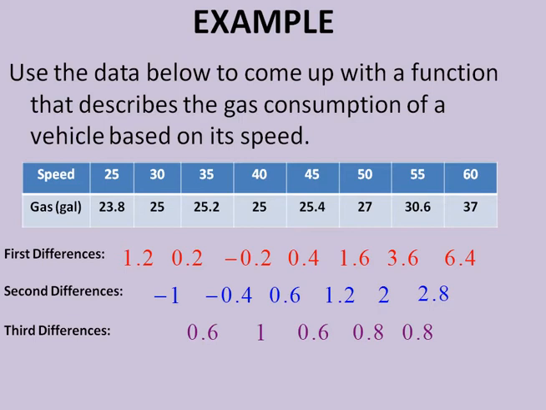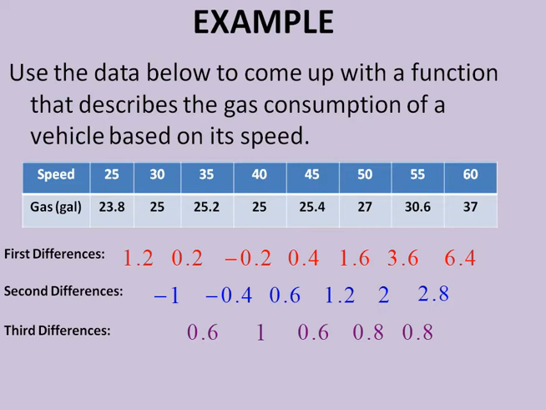And in this case, we do not see the differences coming out to be exactly the same. However, we do see the numbers are very close to being the same. In fact, we have some repetitions. We have 0.6 there twice, and we have 0.8 there twice. 0.6 and 0.8 are also both very close in nature. So this is going to be sufficient for us to use.